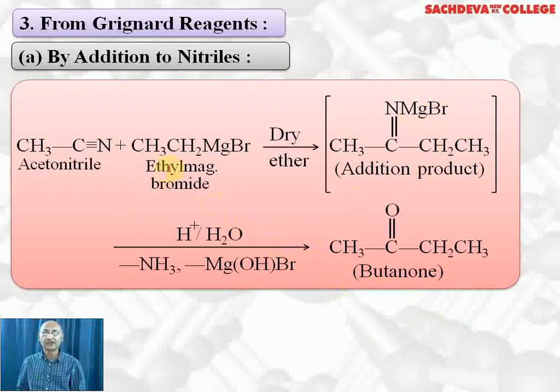The number of carbon atoms which will be added will depend upon the Grignard reagent used. That is, the alkyl group present in the Grignard reagent will decide how many carbon atoms in total we get. So 2 carbon atoms were there in acetonitrile, 2 carbon atoms were there in the Grignard reagent, and we have got a ketone containing 4 carbon atoms.